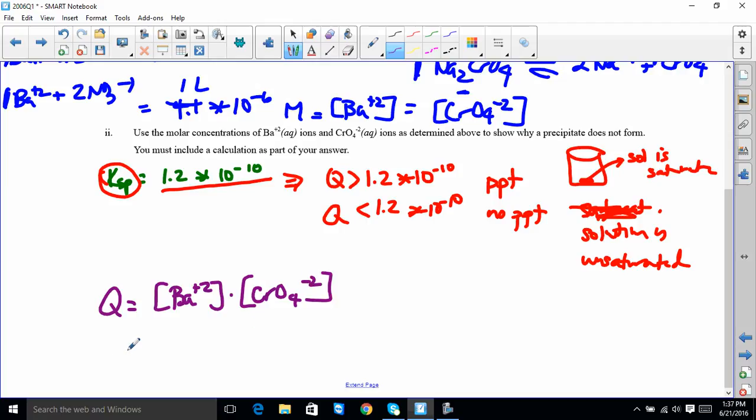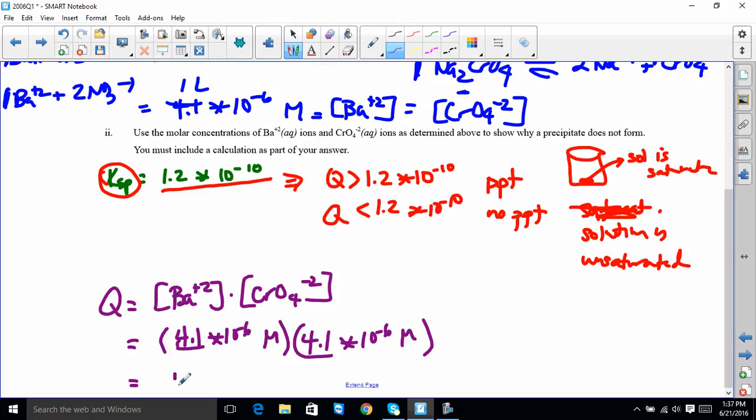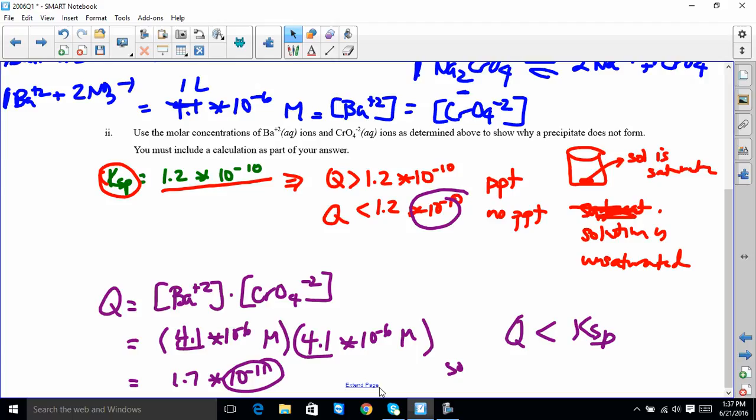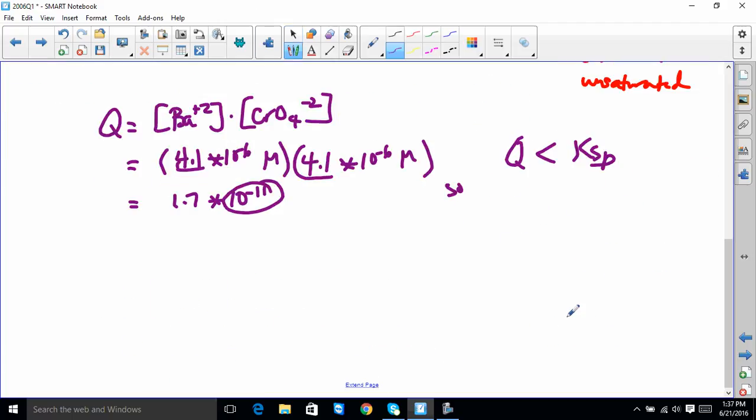And so what happens is, we learned up here in part I that this was 4.1 times 10 to the -6 molar, and this is 4.1 times 10 to the -6 molar. And remember, Q and K are unitless. And if you do that, you end up with, and this has 2 sig figs and this has 2 sig figs, so 1.7 times 10 to the negative 11. And you can see that Q is less than KSP because negative 11 is smaller than negative 10. So let me just extend this. So no precipitate will form.